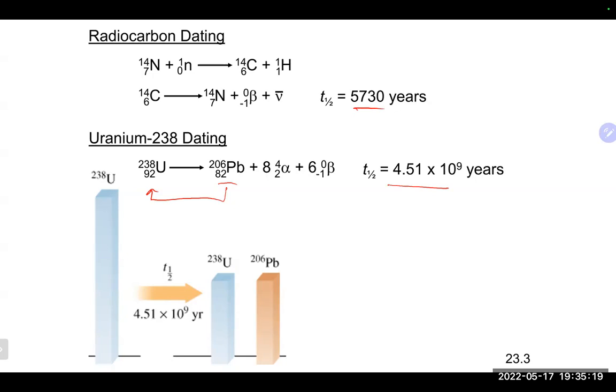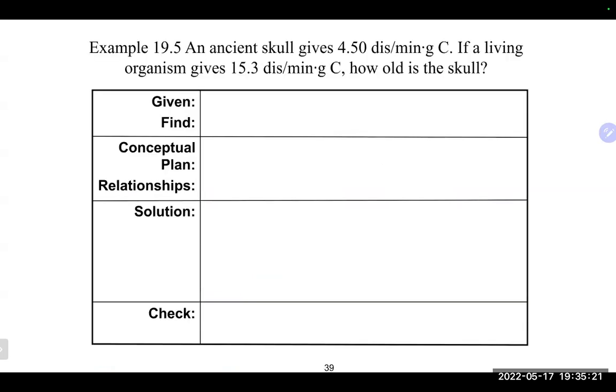So let us take a look at one here to see how that works. An ancient skull gives 4.5 disintegrations per minute per gram of carbon. That is not Celsius in this case. That's actually a gram of carbon. And if a living organism has 15.3 disintegrations per minute per gram of carbon, how old is the skull? So the importance of these units is the grams of carbon part.